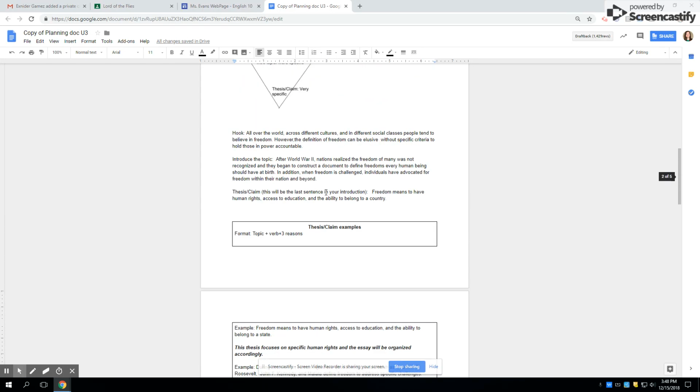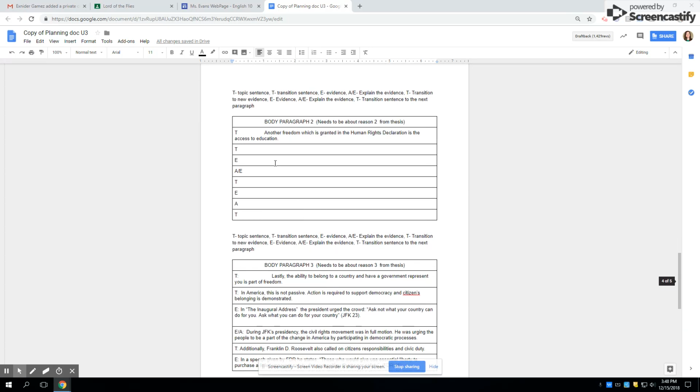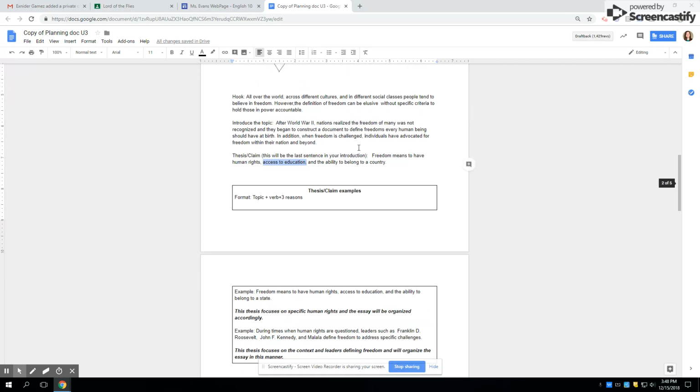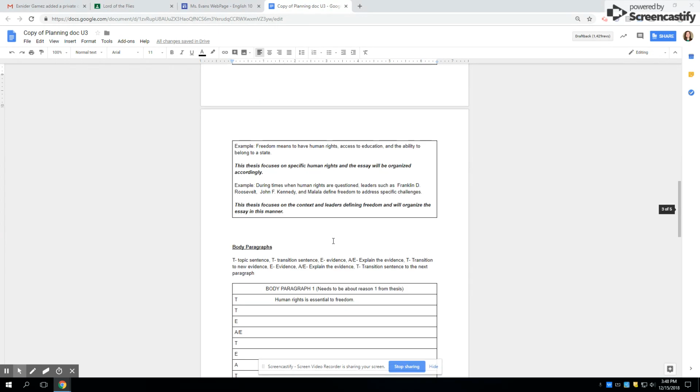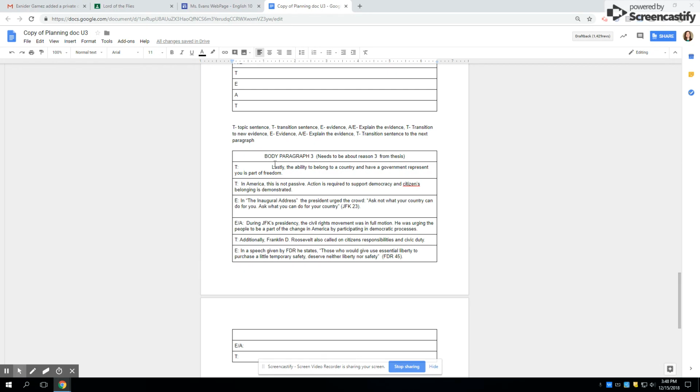Then we look for our second reason, our idea, in our controlling idea or thesis: access to education. We go to our second body paragraph. Another freedom which is granted in the Human Rights Declaration is the access to education. Now that we have our topic sentences for body paragraph 1 and body paragraph 2, we move into our third idea listed, the ability to belong to a country. We put this into our third body paragraph. Lastly, the ability to belong to a country and have a government represent you is part of freedom. Each topic sentence must be tied to the thesis.